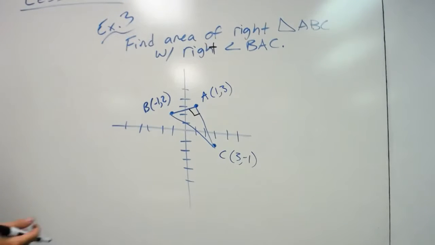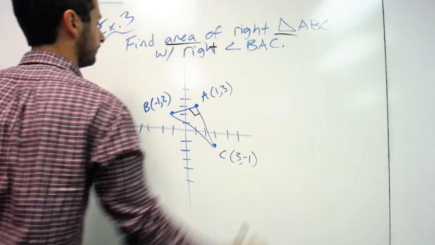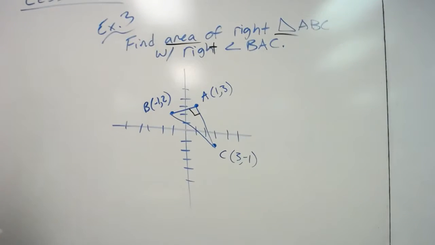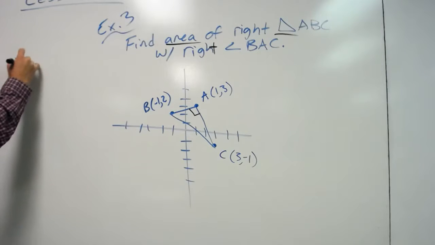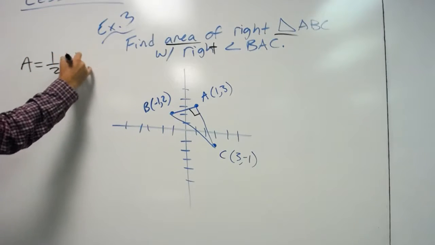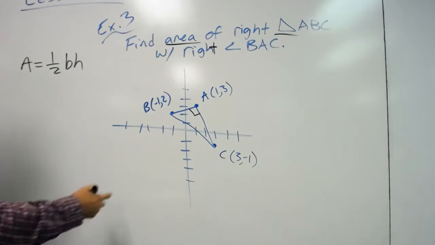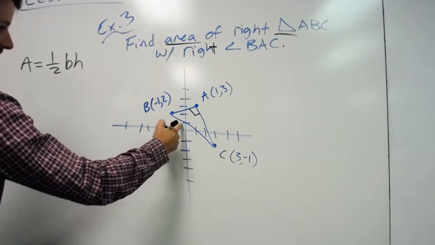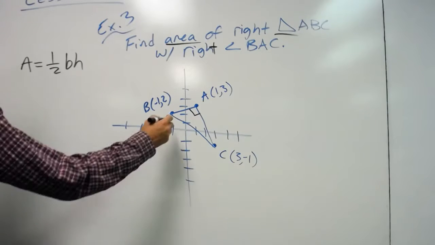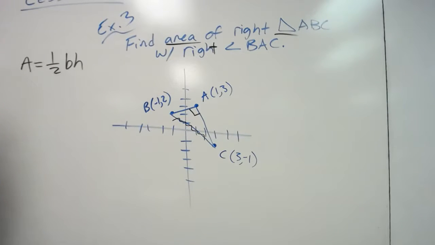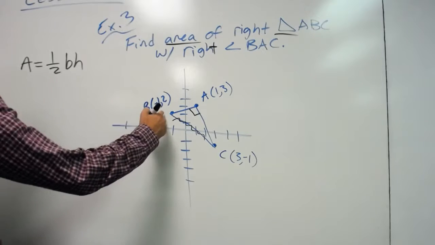Now if we're doing area of a triangle, what's our formula for area? A equals 1/2 base times height. So that means we only need 2 of the side lengths. We need our base and our height. Well, our hypotenuse is always opposite of the right angle, so therefore we do not need that line. We don't need to find the distance of the hypotenuse. That's unnecessary work. So let's find the length of the base first. This would be our base.